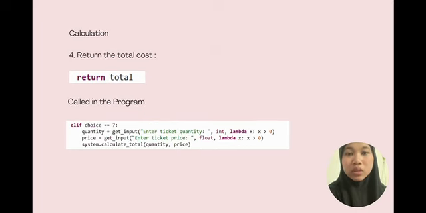After that, to return the total cost, the code is return total. Last one, to call in the program, the code is elif choice double equal to 7. So when the user chooses option 7 in the main menu, the system prompts for ticket quantity and price, then calculates and displays the total using this function. That's all from me.